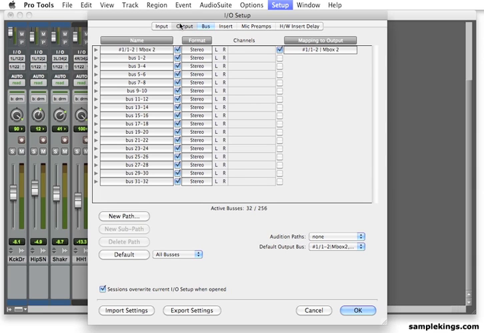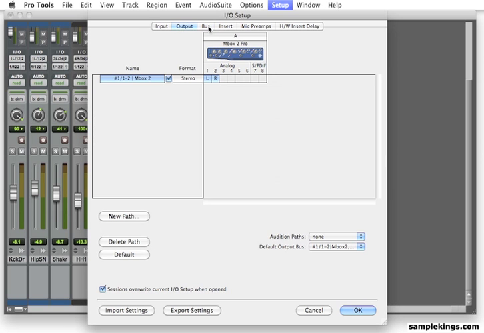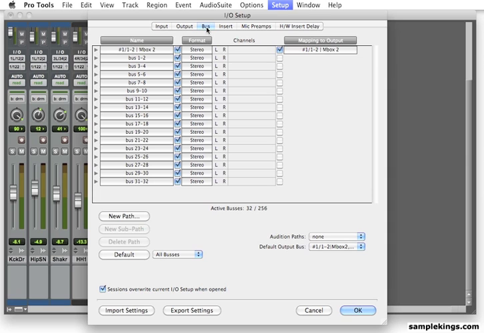And that's my output. Next here we have the bus assignment. And here we've got one and two. So we can bus. It means we're sending stuff into one and two right there. You can see that. That's my send. Here's bus one and two. This is a send one and two.